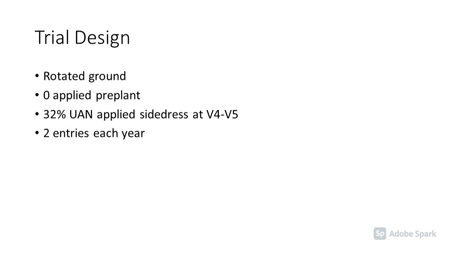Quick overview of the trial design. It has been on rotated ground. At the time of planting, I've had no nitrogen applied, and I came back in at V4 to V5 time period with a side dress bar and put on 32% UAN.